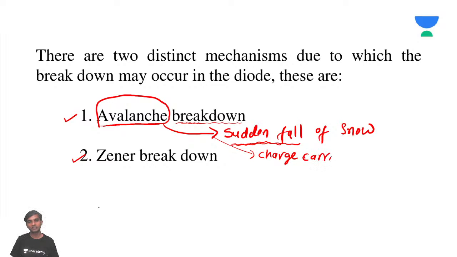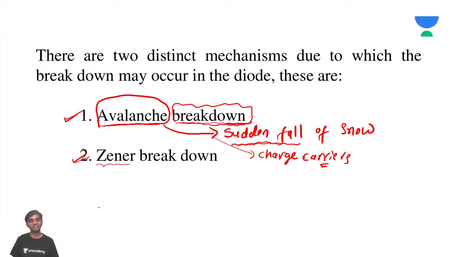Charge carriers, it means there will be a sudden increase of the charge carriers. That is called avalanche. This happens because of something called breakdown. There will be a sudden increase of the charge carriers because of breakdown, so we named it avalanche breakdown.